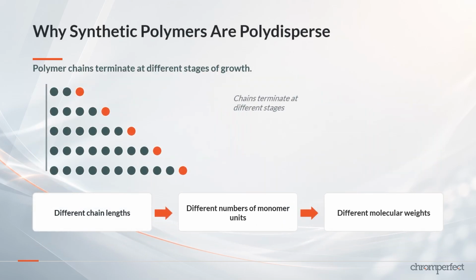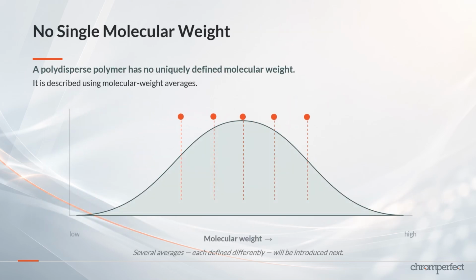During polymerization, the growing polymer chains do not all terminate at the same length. Termination occurs at different stages of growth, producing a mixture of molecules containing different numbers of monomer units, and therefore a range of molecular weights. A polydisperse polymer does not have one uniquely defined molecular weight. Instead, its distribution can be described using several molecular weight averages.